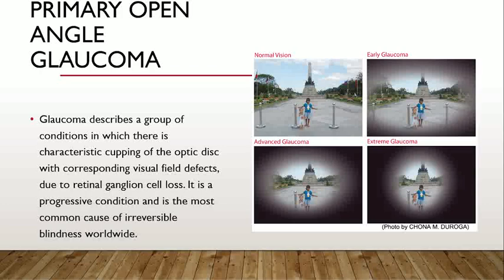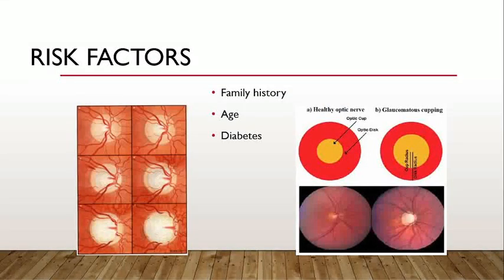Then going into glaucoma. Glaucoma is a progressive optic neuropathy. This is how we see normally. Then when glaucoma progresses, you end up with tunnel vision, and then you might get totally blind. It's one of the most common causes of irreversible blindness worldwide.